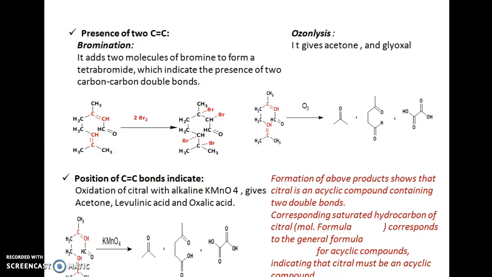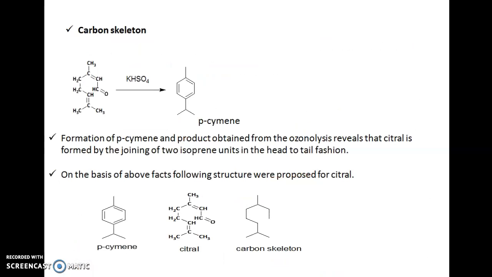Formation of the above products shows that citral is an acyclic compound containing 2 double bonds. The corresponding saturated hydrocarbon of citral corresponds to the general formula, which indicates that citral must be a cyclic compound. If you see the carbon skeleton, citral, when treated with potassium hydrogen sulfate, gives p-cymene. Formation of p-cymene and the products from ozonolysis reveals that citral is formed by the joining of 2 isoprene units in head to tail fashion.